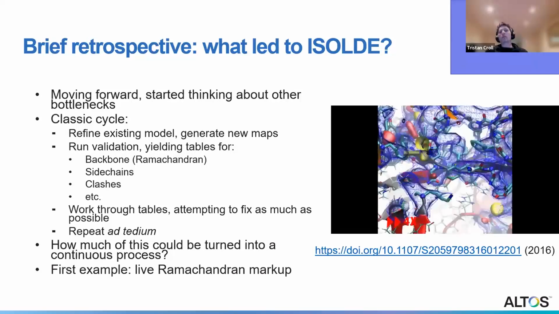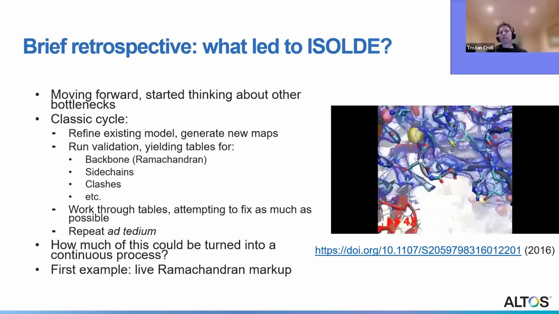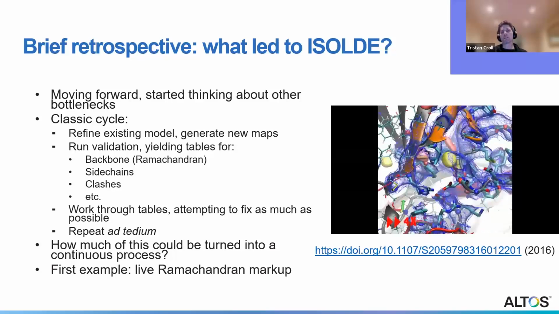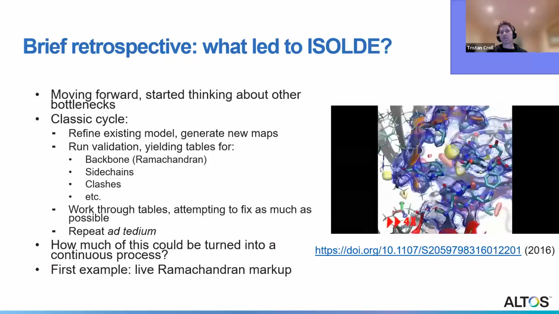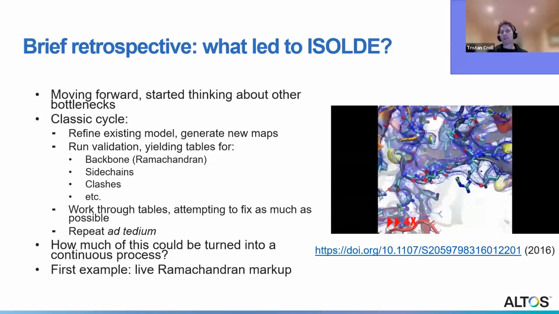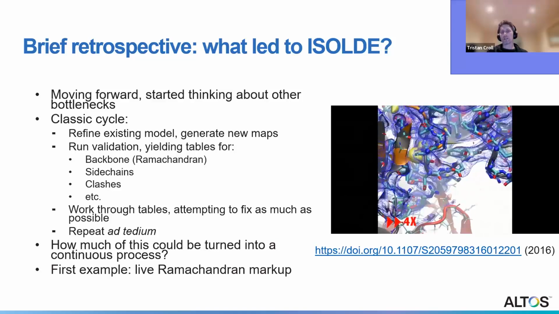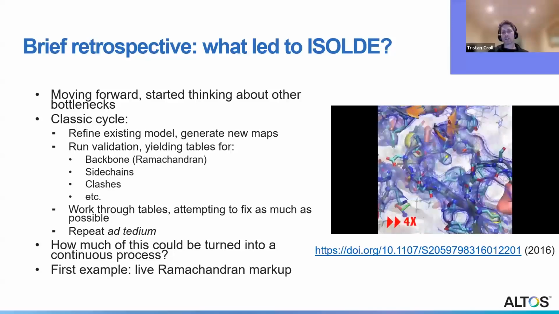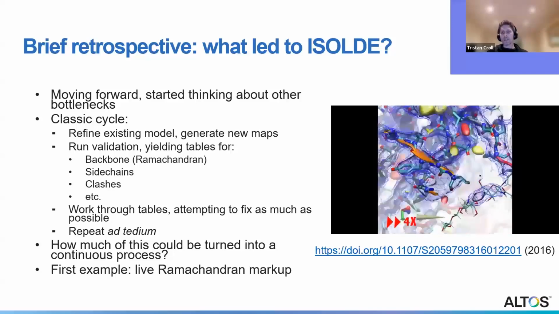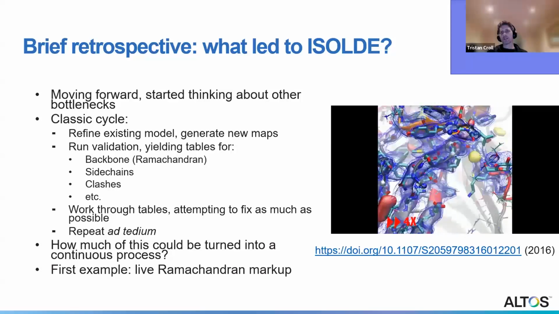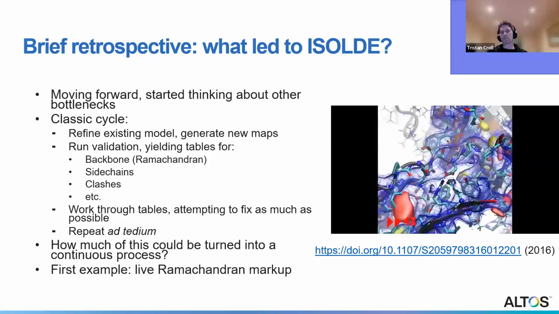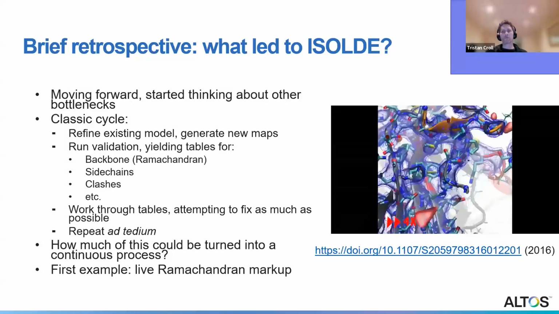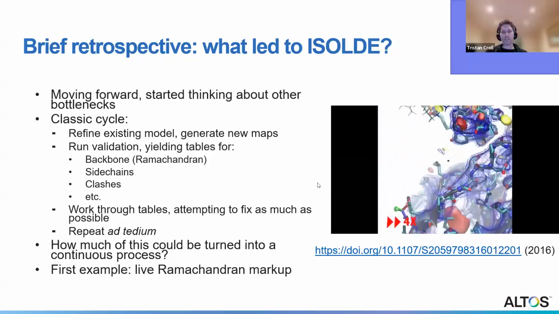And anyway, what I wanted to ask is, think about this: how much of this could be turned into a continuous integrated process? And the first idea that I played with there was adding the live Ramachandran markup as the color of the alpha carbons, as you're seeing in this video, that published back in 2016. But at the time, this is basically the last paper I wrote using this sort of prototype, fairly primitive prototype toolset.